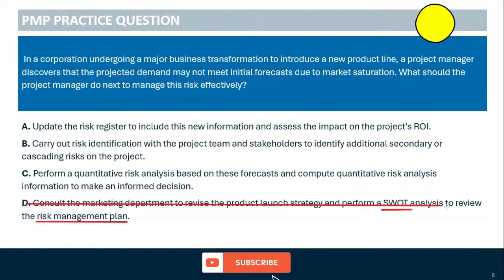So we're going to cancel D. It is not the best option, even though it sounds smart, but it contains incorrect information and is presumptuous because we find that we may not meet initial forecasts due to market saturation. But to combat the market saturation, there needs to be some analysis to understand. So we're going to cancel D for now.